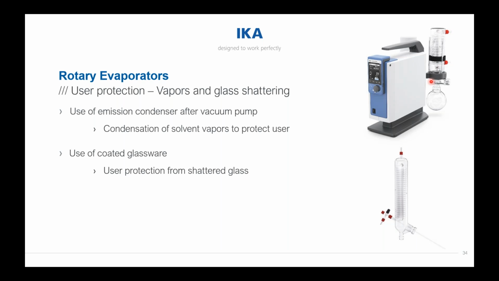And of course, we didn't talk about this until now, but I have to mention this. We always recommend to use coated glassware. So coated glassware means that you have a coated condenser, coated receiving flask. We also have coated evaporating flasks. And this is because you're always using vacuum when you use a rotary evaporator, and if there are some damages, the glass can break, and you want to protect the user from shattered glass. It's quite simple. Just use coated glassware, so the glass will not shatter into 1,000 pieces, and you will save the user with this.